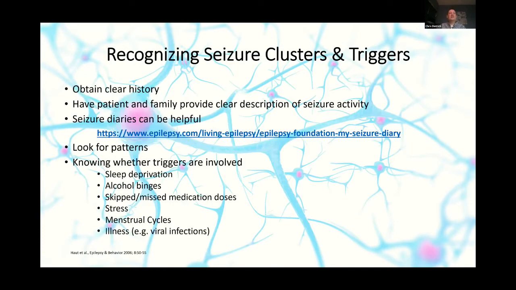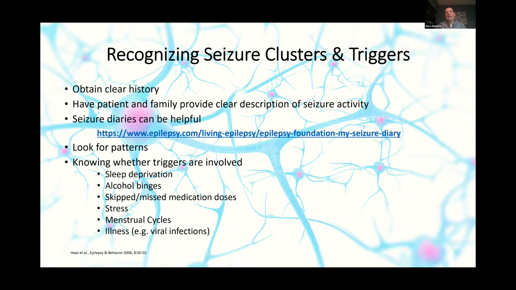So recognizing your seizure clusters and triggers. And I know in presentations that I've given in the past with you guys, I really harped on these points because I think it's really important, because it's one of the few things that you as a patient or a caregiver can control in some way. So obviously maintaining a very clear history on what happens when there's a seizure event. So what was going on before the seizure happened, what happened during the seizure. So how long did it last? What did you notice was going on during the seizure? How long did the recovery take after? What kind of symptoms did you have after the seizure? So really obtaining a clear history.